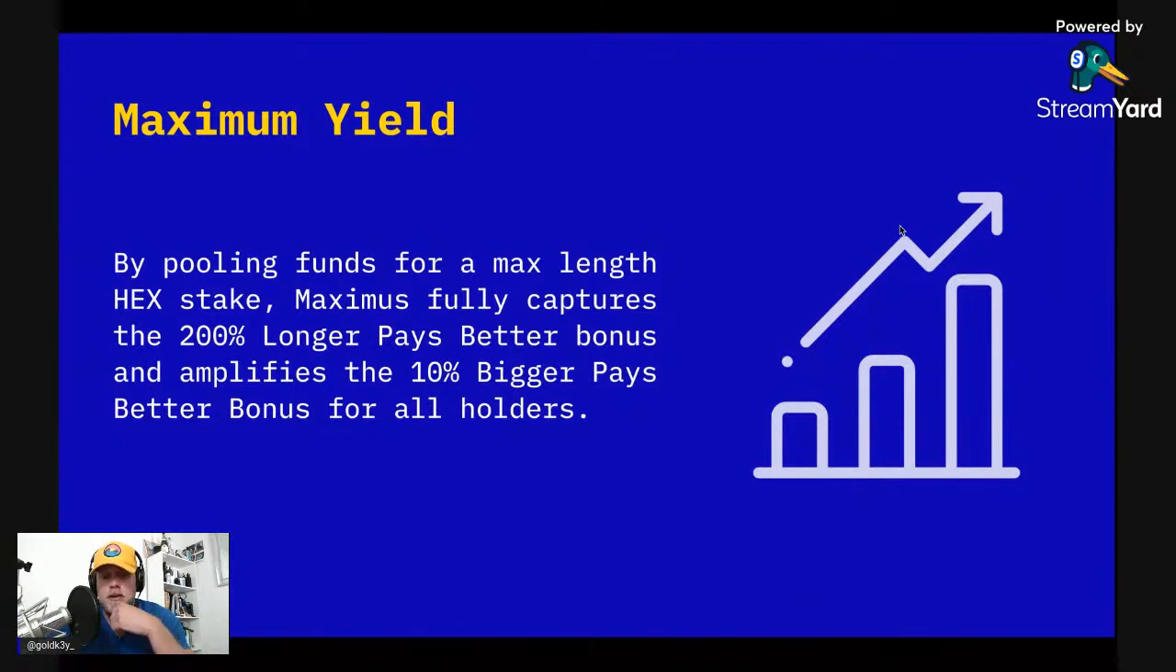The bigger pays better bonus, I said amplifies because we don't know for sure if we'll reach 150 million hex. With that bonus, it's up to 10% with 150 million hex. That's one thing that's really cool about Maximus: there's no downside for more people joining Maximus and minting Maxi. It's actually only upside, because the more money that gets put in, up to 150 million hex, everyone will receive a bigger bonus for that as well.